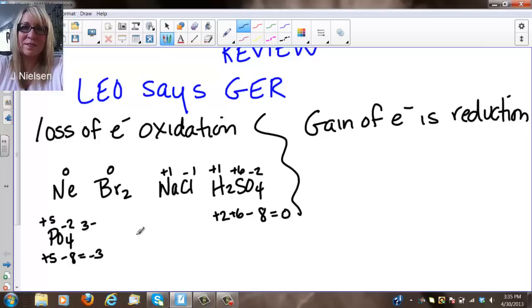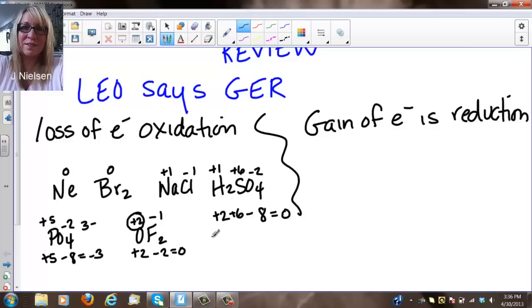Now there are some exceptions to the rule. One exception is when oxygen combines with fluorine in OF2. You know that fluorine is -1, which gives us a net -2, which means that oxygen had to be +2. This is the only time oxygen is +2: when it combines with fluorine.